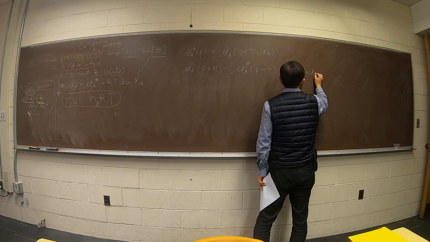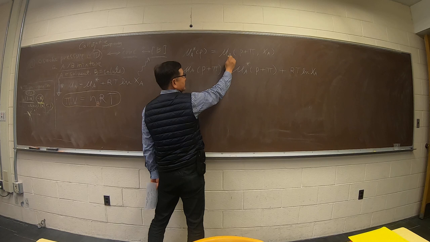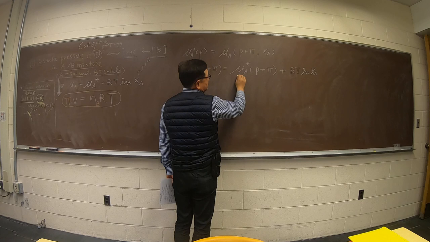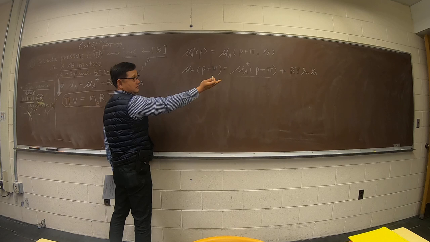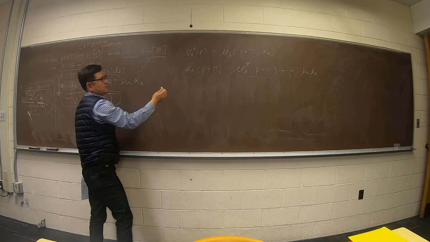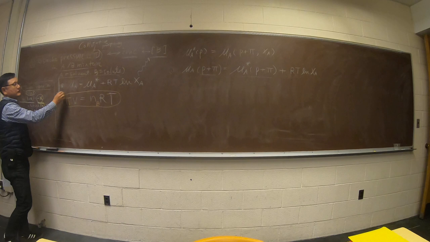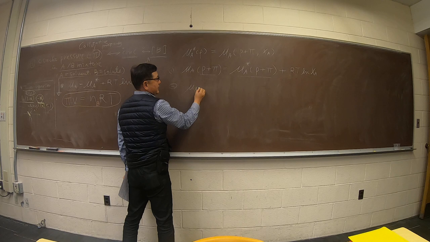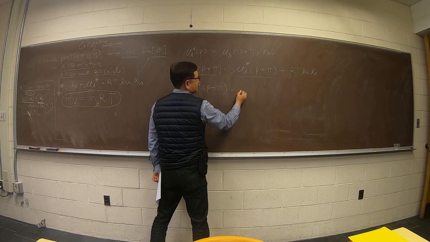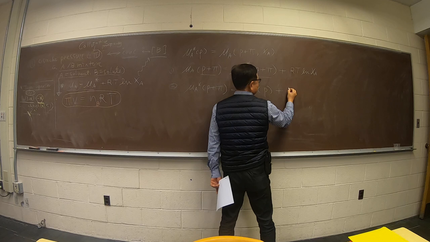If I think about this pressure up there, it should be pure A at the same higher pressure, with the mole fraction term in terms of natural log XA. So I'm just expanding the pressure from P to P plus Pi, which we've been writing this equation all the time. So instead of P, I'm just using P plus Pi. And then what I can do is mu A at P plus Pi is mu A at P plus Vm times.